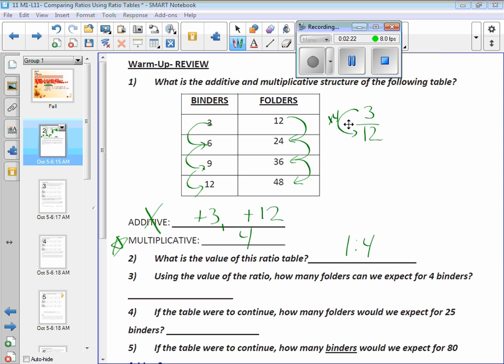Now I'm going to do something with you that I think makes a lot of sense because you're going to see it later on anyway. Do you have room on your right side? Don't write too big because you're going to need a lot of space. Binders is B. Folders, it's going to be F. Starting with the value of the ratio, how many folders for one binder?